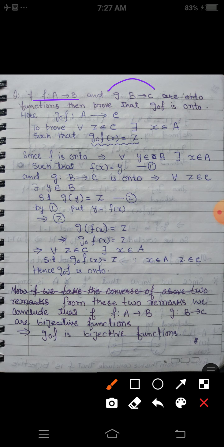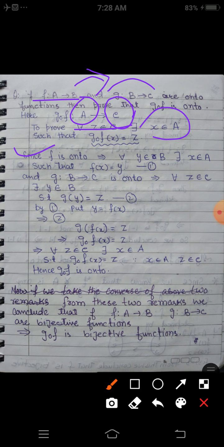We have to prove that this gof is onto, that is, each and every element in C is an image element. That is, we have to prove that for z belongs to C, there exists x belongs to A, such that gof of x is z. This means that each and every element in C is an image element. This means onto function.